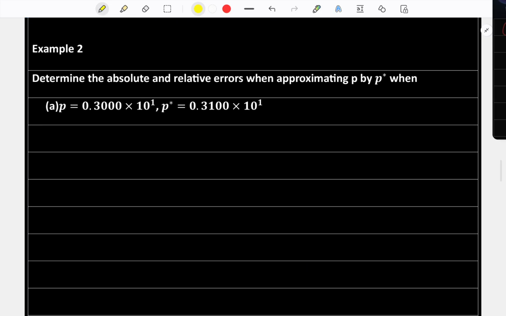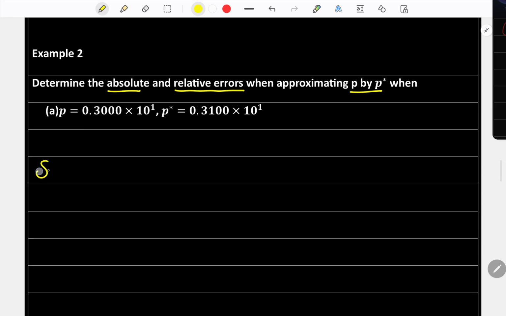Let's go to example 2. Determine the absolute and relative error approximating by p star, when p is equal to this and p star is equal to this. Usually you find it difficult when it is given in 10 power. So what you do, you take your calculator and type the same thing.